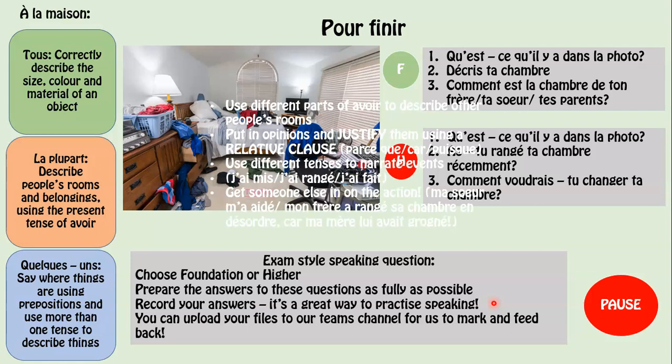Get someone else in on the action. Ma sœur m'a aidé, so my sister helped me. Mon frère a rangé sa chambre en désordre, so my brother tidied his messy bedroom. Car ma mère lui avait grogné, because my mum had shouted at him. And if you're struggling with remembering the perfect or future tenses, remember to refer to the useful verbs in your fact book.